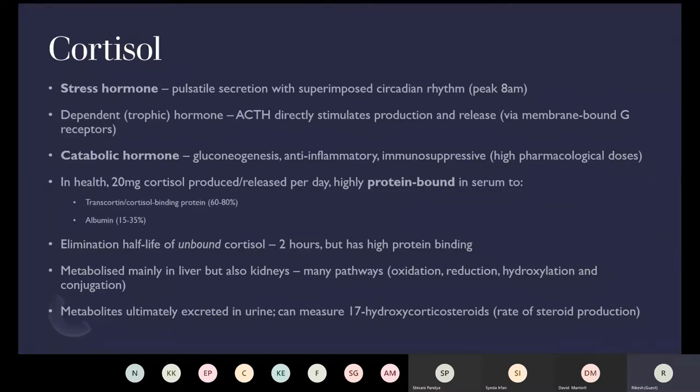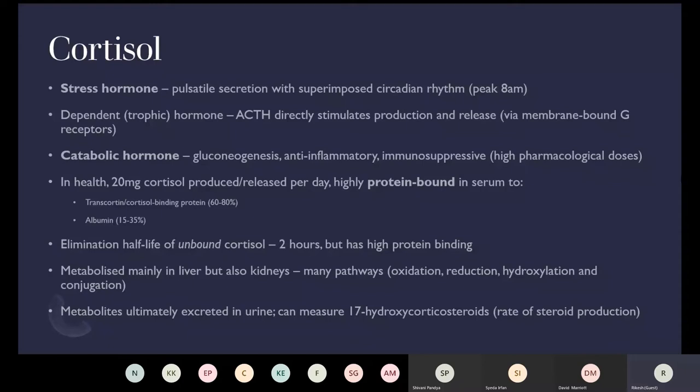It's a catabolic hormone, so it causes gluconeogenesis, and it has anti-inflammatory and immunosuppressive effects, the immunosuppressive effects at high pharmacological doses. And in health, you get about 20 milligrams of cortisol produced per day, which is highly protein bound to mainly cortisol binding protein and transcortin. So about 60-80% is bound to that, and about 15-35% to albumin. The elimination half-life of unbound cortisol is 2 hours, but it maintains a steady concentration because it's really stuck to protein.